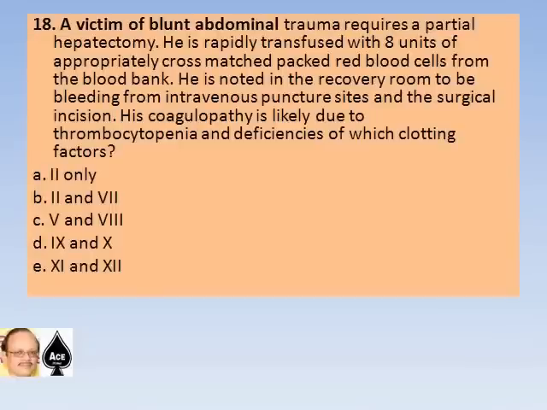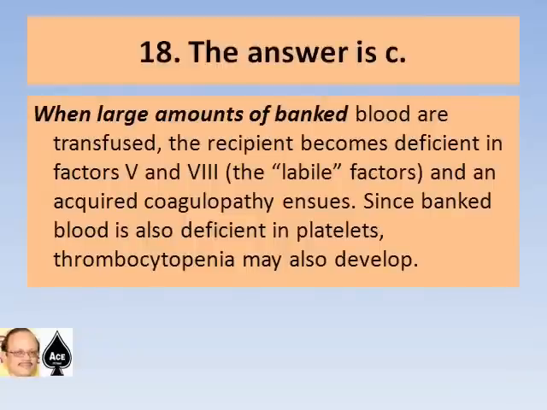The 18th question in the series and the first in this session is: the victim of blunt abdominal trauma requires a partial hepatectomy. He is rapidly transfused with 8 units of appropriately cross-matched packed red blood cells from the blood bank. He is noted in the recovery room to be bleeding from the intravenous puncture sites and the surgical incision. His coagulopathy is likely to be due to thrombocytopenia and deficiencies of which of the following factors: 2 only, 2 and 7, 5 and 8, 9 and 10, 11 and 12.